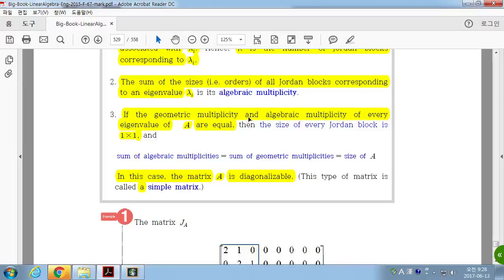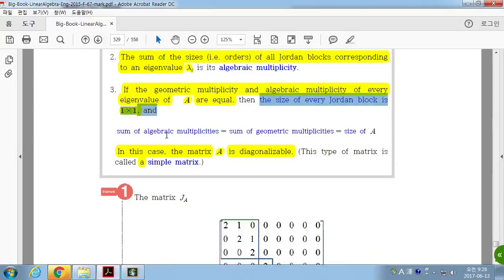If the geometric multiplicity and algebraic multiplicity of every eigenvalue of A are equal, that means what? The sum of the geometric multiplicities of all the eigenvalues is equal to n, which means you have n linearly independent eigenvectors, which means A is diagonalizable. So every Jordan block is 1 by 1. That means you have n Jordan blocks of size 1 by 1, which means the Jordan canonical form is a diagonal matrix.